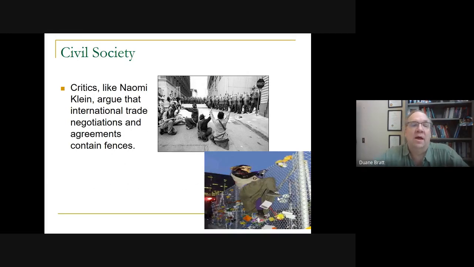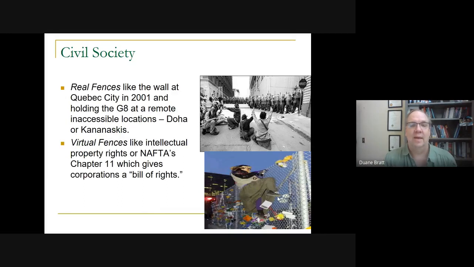Now, critics like Naomi Klein argue that trade negotiations and agreements contain fences, and these are actual physical fences, but they're also virtual fences. And these are some photos of the Summit of the Americas in Quebec City. There was a time period where every time there was a major international meeting around trade, there would be large-scale demonstrations against them. And so the fences were put up to protect the negotiators from the protesters. Okay. But Klein goes further than this and says it's not just the real fences, but there's also virtual fences that protect companies' intellectual property rights or NAFTA's Chapter 11.